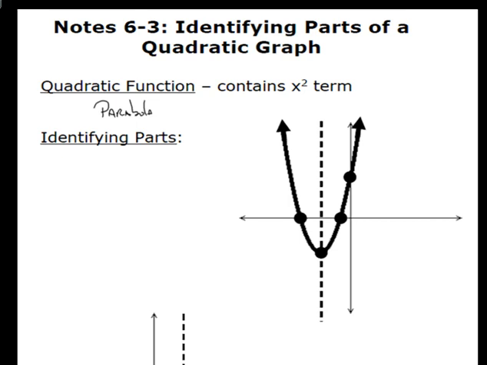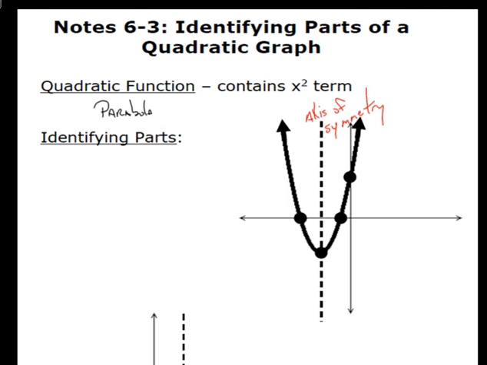Identifying the parts of our parabola, there's a dashed line that goes through the center. This is what we call our axis of symmetry. What the axis of symmetry does is it separates our parabola into two halves. And basically, if we fold it over on that one line, it'll be back on top of itself.